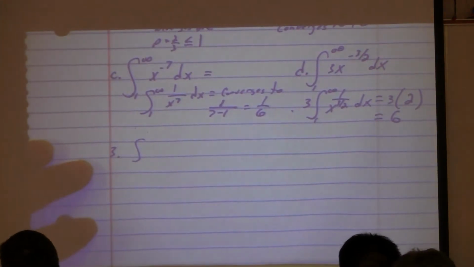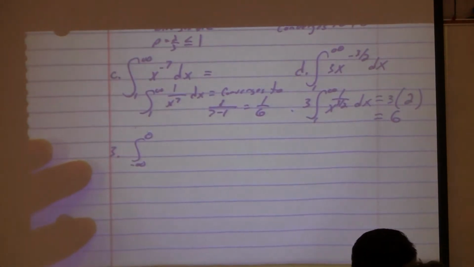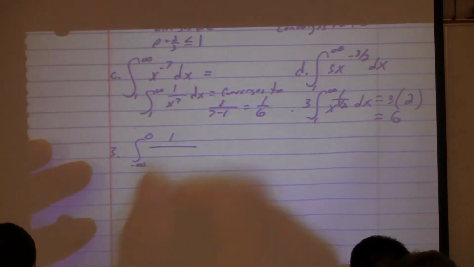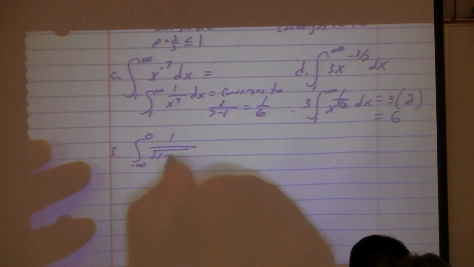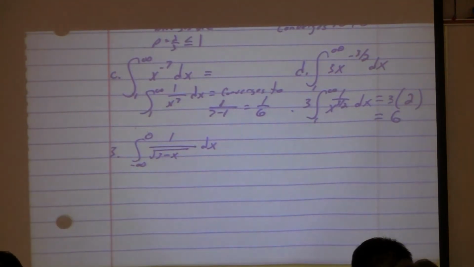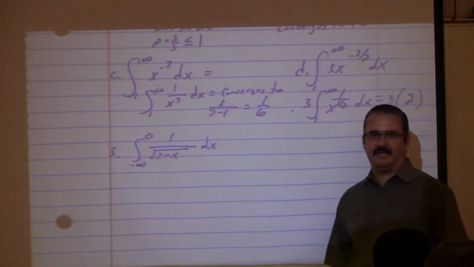So the integral from negative infinity to zero of 1 over the square root of 3 minus x. Is it an improper integral? Yeah, it's got an infinity there, right? How do we handle him?